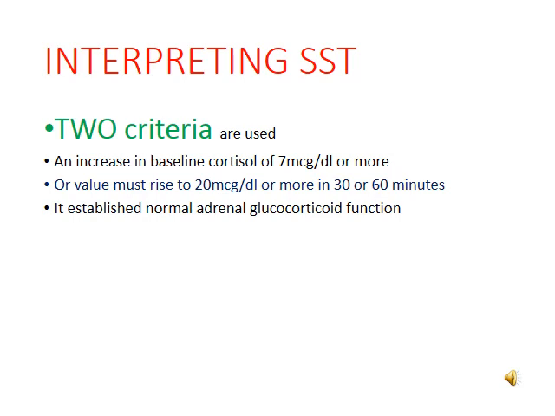Interpreting the result of the short synacthen test, two criteria are used mainly: an increase in the baseline cortisol of 7 microgram per deciliter or more. If there is an increase, then it excludes adrenal insufficiency, or the value must rise to 20 microgram per deciliter or more in 30 to 60 minutes. It establishes normal adrenal glucocorticoid function and excludes adrenal insufficiency.